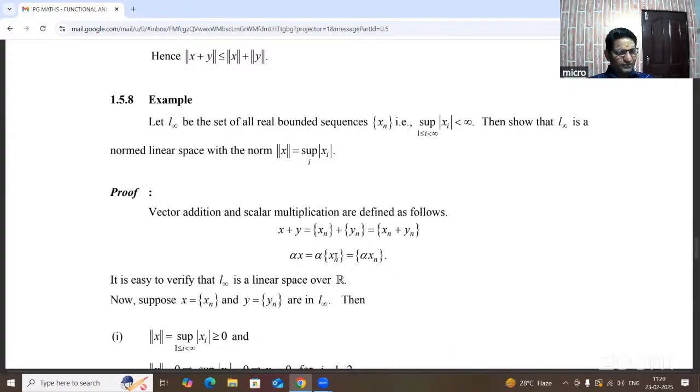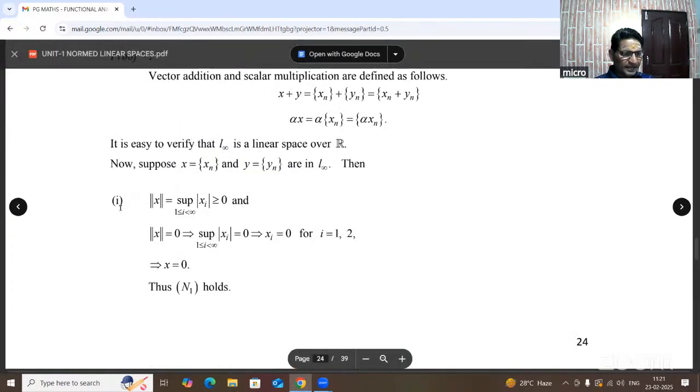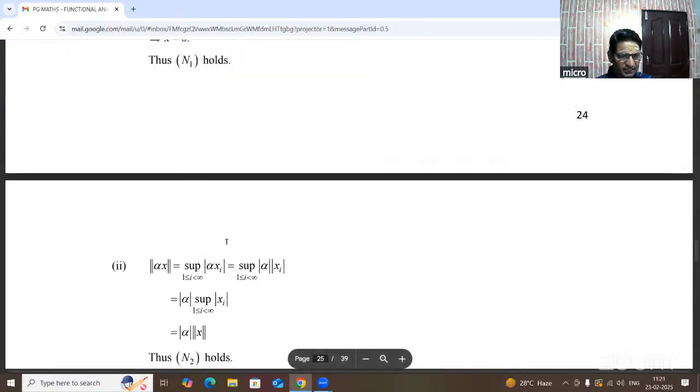So to verify L infinity is a linear space over R, first of all we take the assumption: suppose x equal to sequence xn and y equal to sequence yn. Now these are in L infinity. Applying the conditions, norm x equal to supremum of mod xi is greater than or equal to 0. When norm x equals 0, supremum of mod xi equals 0, which implies xi equals 0 as i varies from 1 to infinity. So x equals 0, then automatically the first equation holds good. Second equation in the same manner.